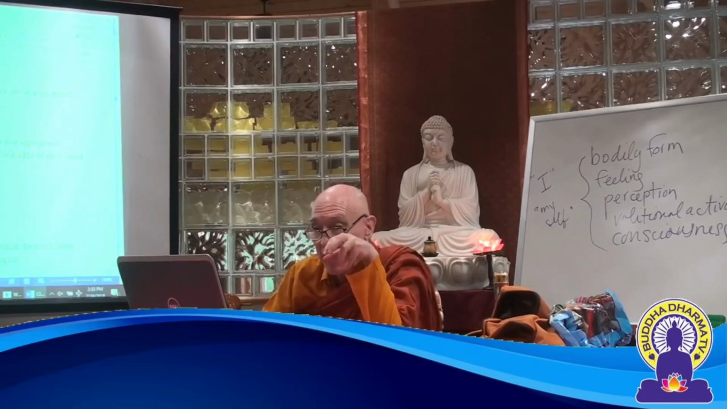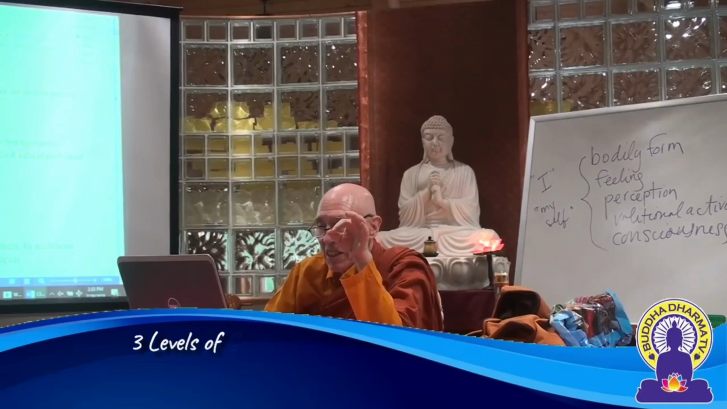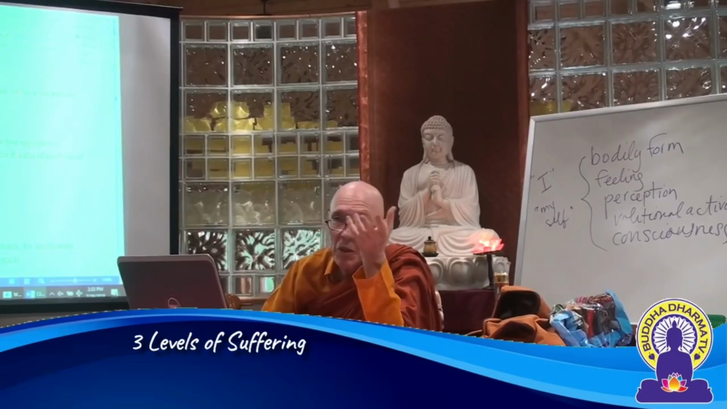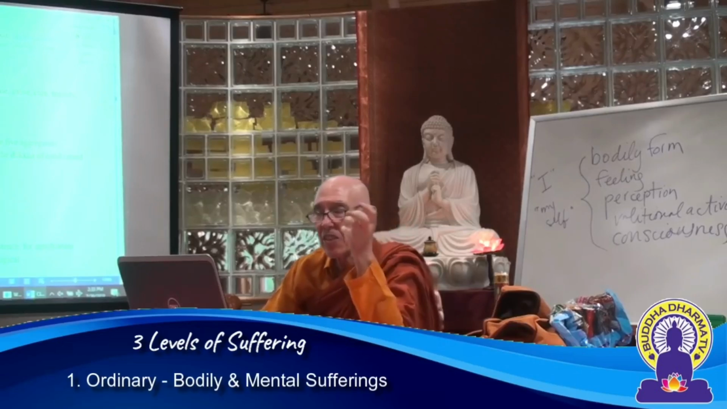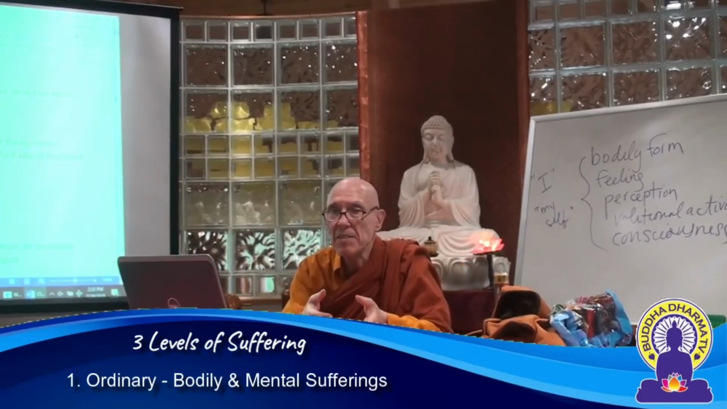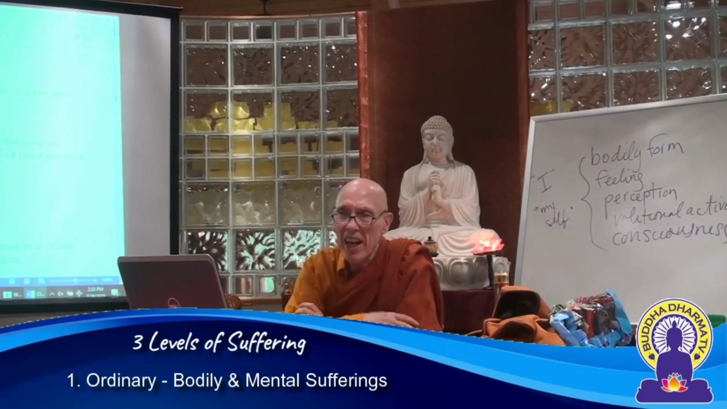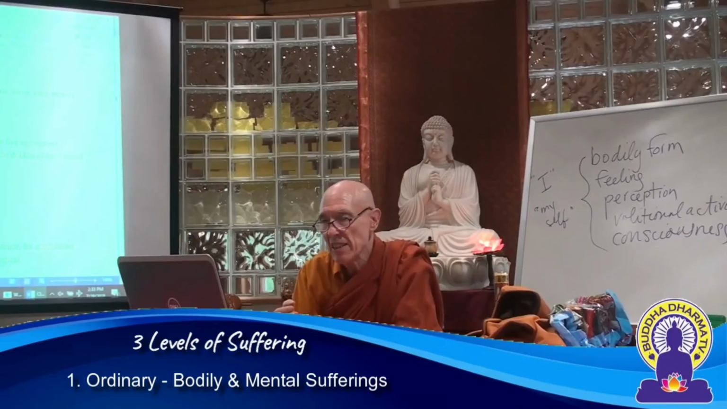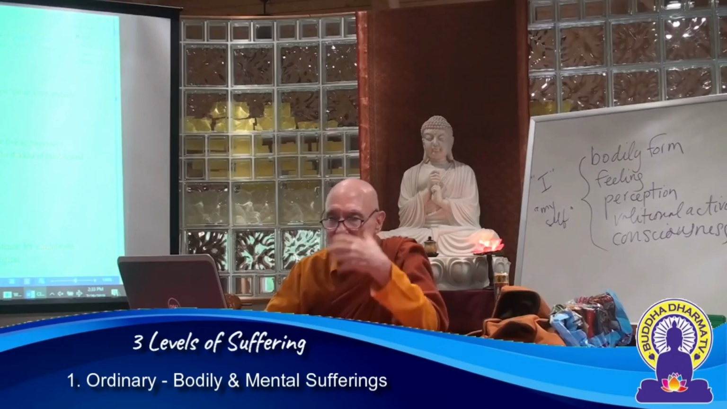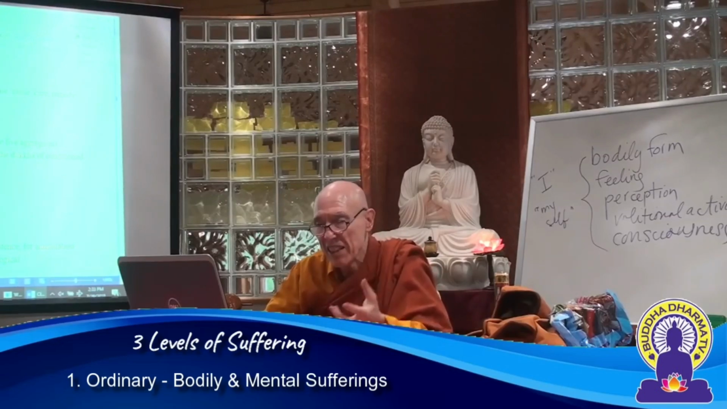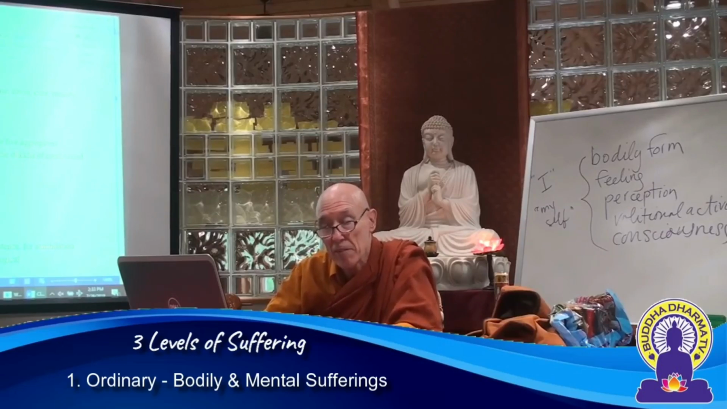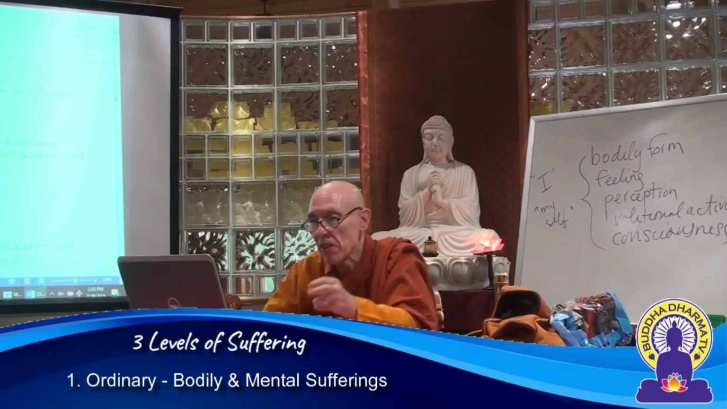Okay, another way in which the texts analyze and explain the First Noble Truth, they speak about another 3 levels of dukkha. One is what we could call ordinary suffering. So this would be bodily pain, pain that comes from illness, the ordinary aches and pains of the body. So this is obvious, clear, ordinary suffering, bodily and mental suffering.